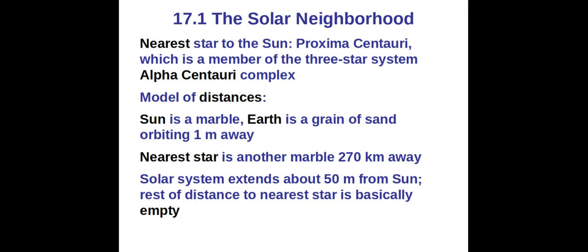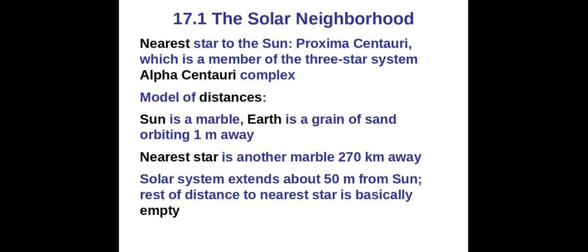The nearest star to Earth is, or sorry, nearest star to the Sun is Proxima Centauri, which is a member of a three-star system, which is called the Alpha Centauri complex. If you were to model distances and imagine the sun is a marble, then think of how long a meter stick is. The Earth would basically be a grain of sand about a meter away.